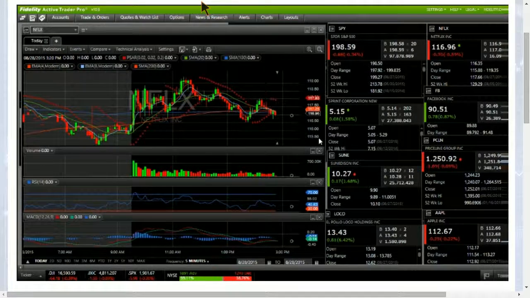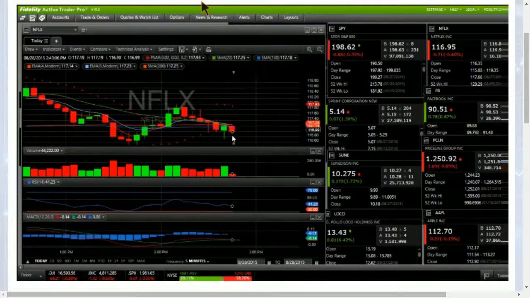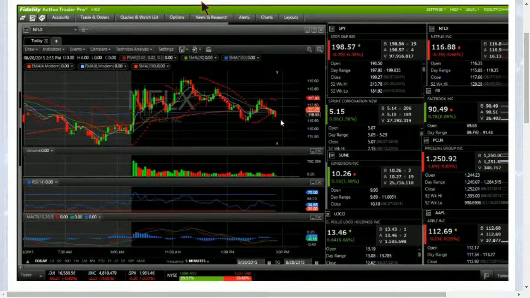Netflix also getting rejected or falling through, unable to keep these 100 and 200 period moving averages as support. So those resistance levels are 117.18 and 117.25. If we see 116.71 break, then we're going to come down and test 116.51. And if that breaks, we're going to the low of the day, 115.88. But all stocks are definitely in a downtrend of lower highs and lower lows.